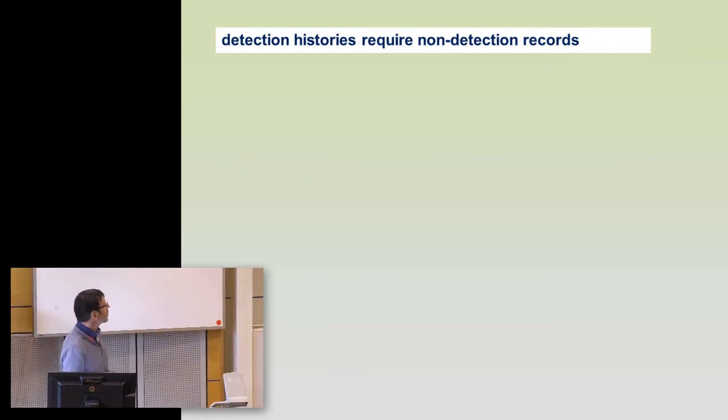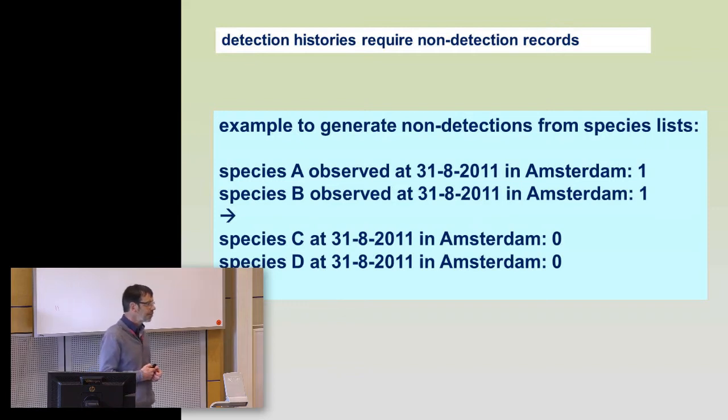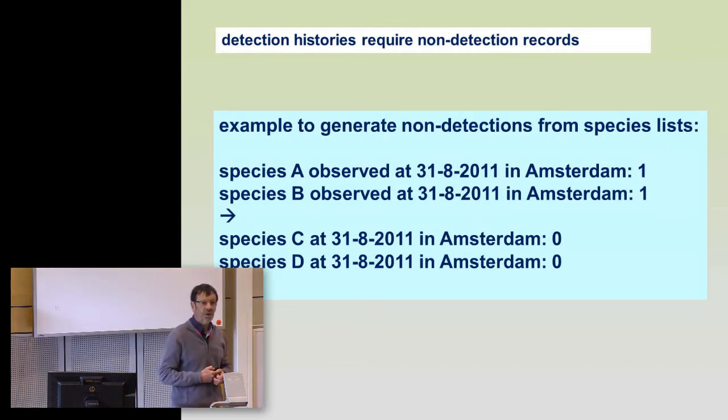Okay, detection histories require non-detection records. You get them for free, more or less, if you have standardized data, but for opportunistic data, you have to create them, you have to generate them. And this is the procedure for how it works.